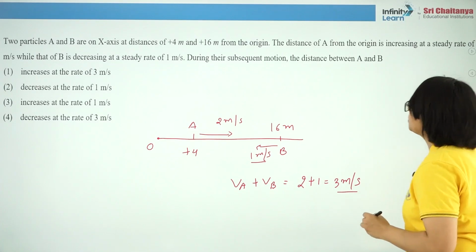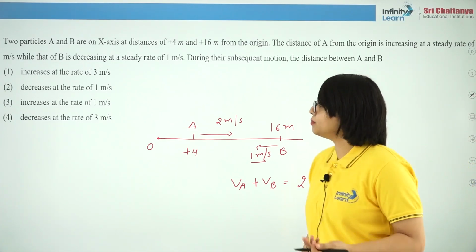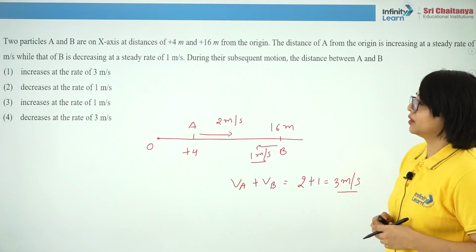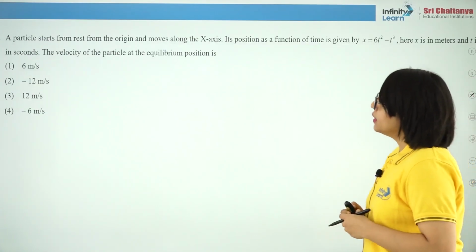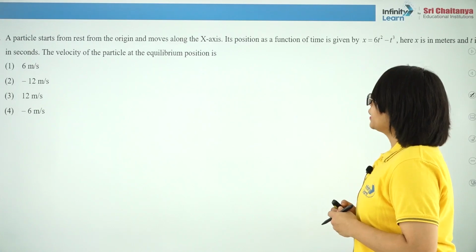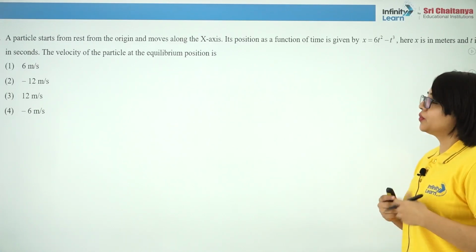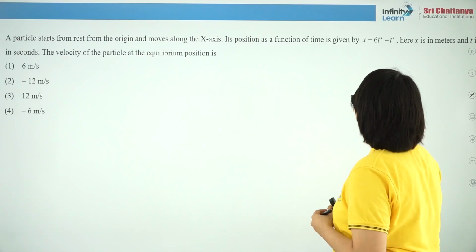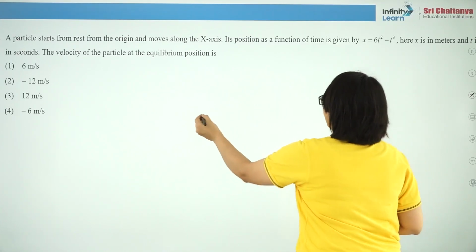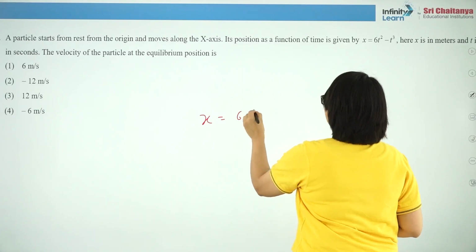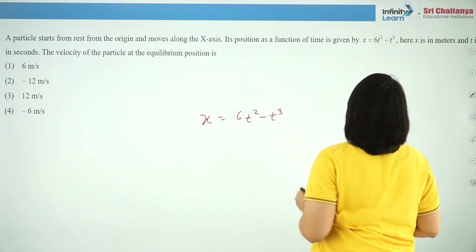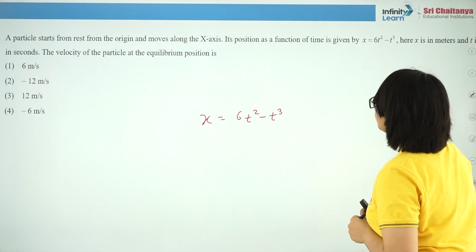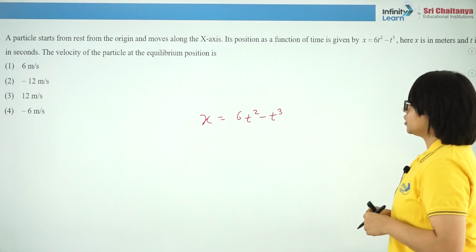So, their subsequent distance between A and B decreases at the rate of 3 meter per second, which is option 4. Next is 114. A particle starts from rest from the origin and moves along the x axis. Its position as a function of time is given as x is equal to 6t square minus t cube. Here x is in meters and t is in seconds. The velocity of the particle at the equilibrium position is.